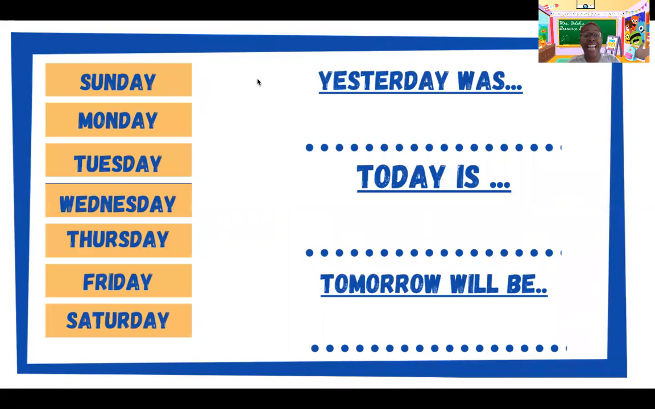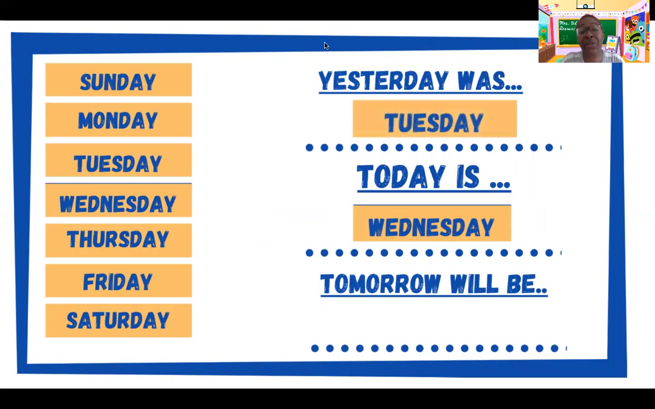Do you know what today is? Well, some people call it Hump Day because it's in the middle of the week. That's right, today is Wednesday. Well, if today is Wednesday, then what was yesterday? If today is Wednesday, that means that yesterday was Tuesday. And if yesterday was Tuesday and today is Wednesday, what will tomorrow be? That's right, tomorrow will be Thursday.